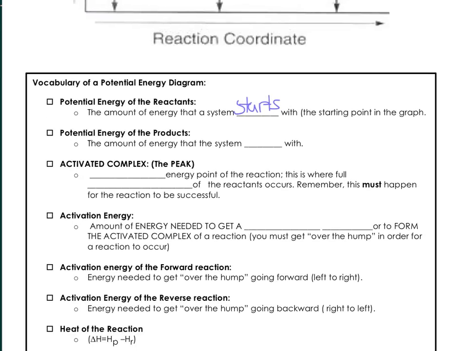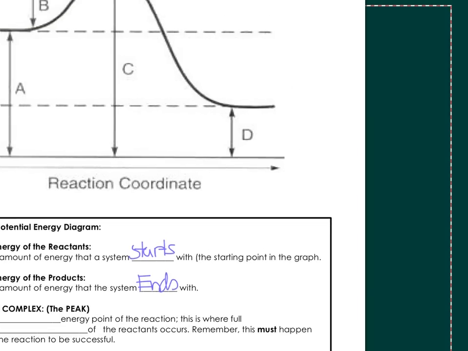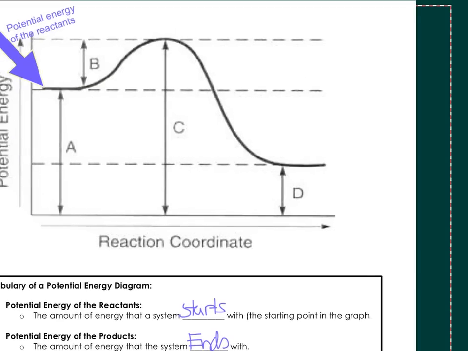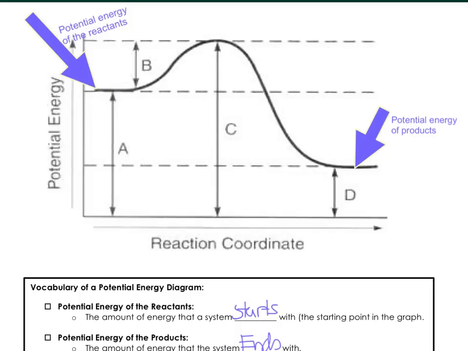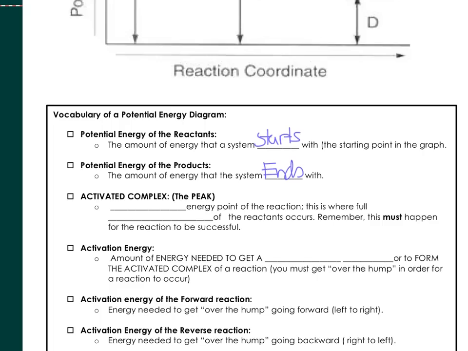We have the potential energy of the products, so very similar to the potential energy of the reactants. This is going to be the amount of energy that the system ends with. So because of that, we are going to take a look up here to the end of our graph, and we're going to be dealing with this amount of energy, which starts at the bottom and goes right to here, and we can get that kilojoules value from a labeled graph. All right, so go ahead and make sure that you have that labeled for me, please. All right, now we're going to head down to our next one.